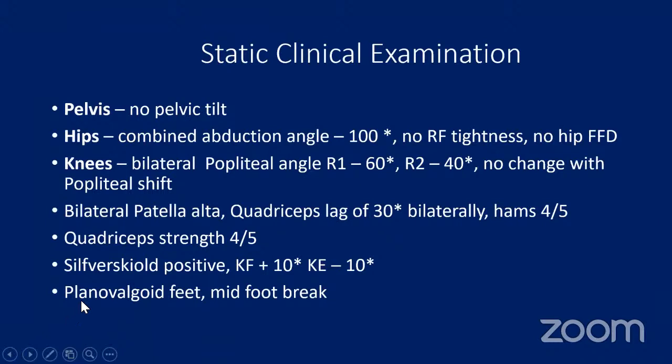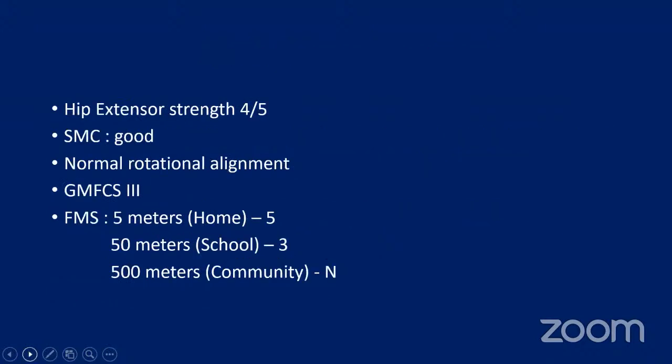Coming to static examination, there was no pelvic tilt. At the hips, there was a combined abduction angle of 100 degrees. There was no RF tightness, no hip FFD. Knees, bilateral, the popliteal angle R1 was 60 and R2 was 40, and there was no change with popliteal shift. Bilateral patella alta was seen, and quadriceps lag of 30 degrees was there bilaterally. The hamstrings and quadriceps strength was 4/5, and the silfverskiöld test was positive. There was a 20-degree improvement with knee flexion, and both feet were plano-valgoid with a midfoot break. Hip extensor strength was 4/5. Selective motor control was good, and there was no rotational malalignment.